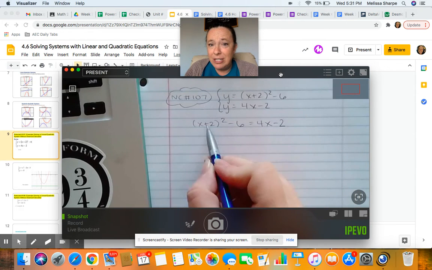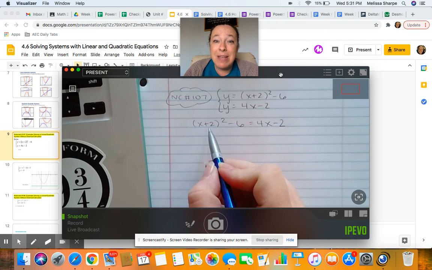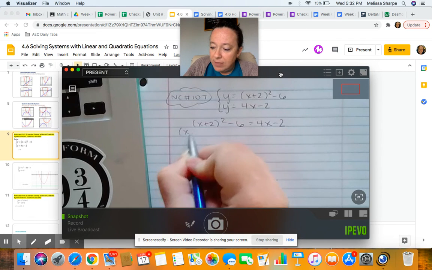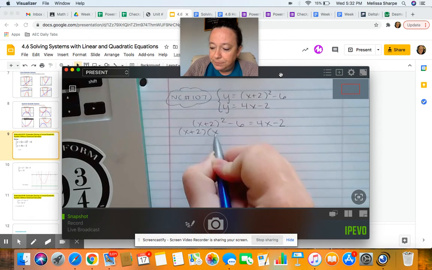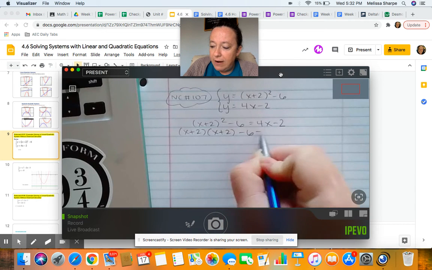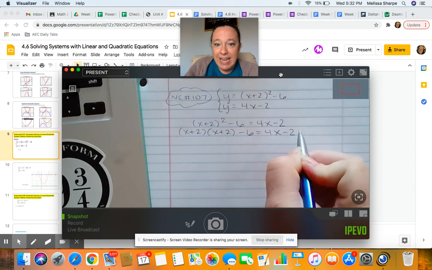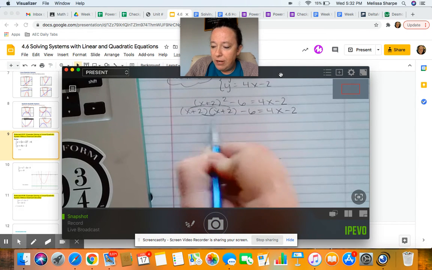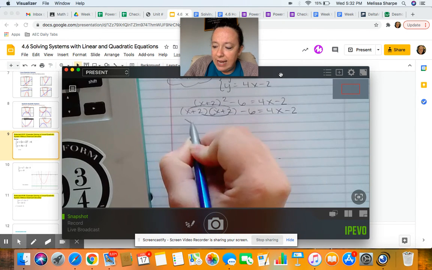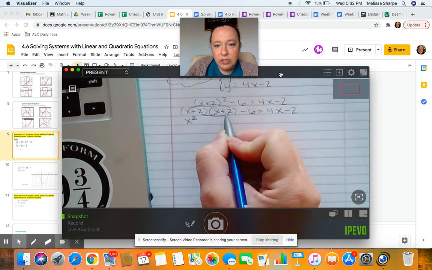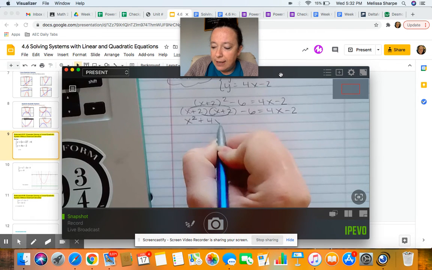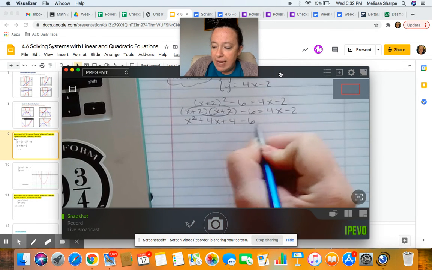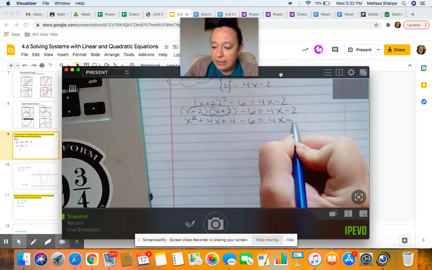So I'm going to have to distribute this out. Remember, the definition of something squared is it times itself. So times itself, like this. And guys, I'm being very methodical. I'm not leaving anything out. Right here, I need to distribute. You're going to get it really quick at that. I get x squared plus 2x, which is plus 4x plus 4, still minus 6, still equal to 4x minus 2.